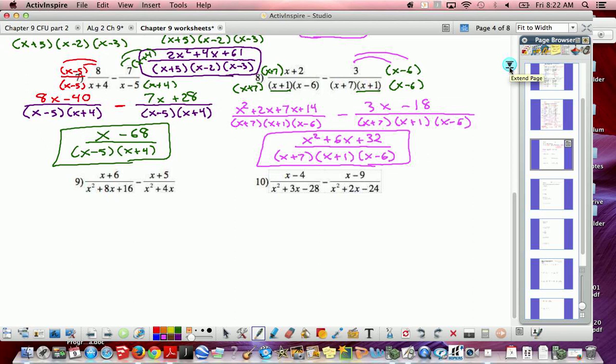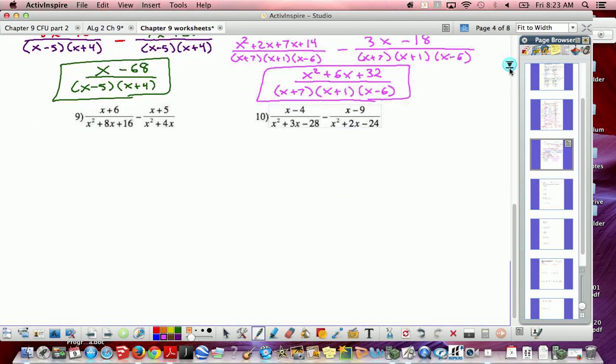All right, let's take a look at our last two. Same types of problems that we've been doing, we just need to watch our sign with subtraction and get common denominators.